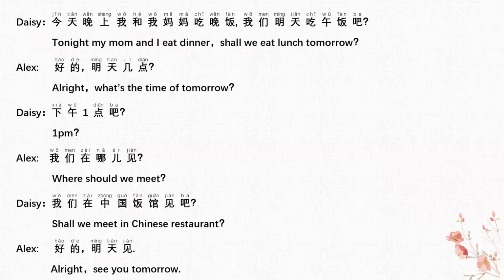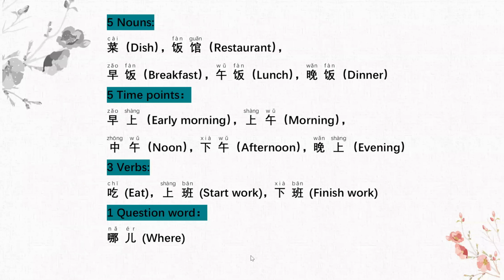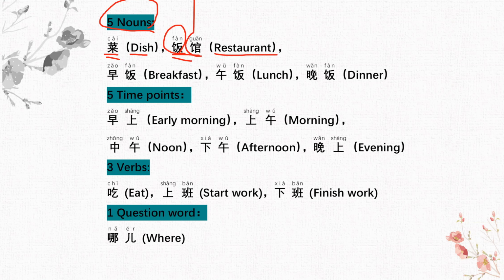Now let us see what we're going to learn for today's lesson. Firstly, we will learn 5 nouns. Follow me, read it. 菜. 菜 means dish, and can also mean vegetable. 饭馆. 饭馆 means restaurant. 饭 means meal, like the meal or food. 馆 in Chinese, if a word ends in 馆, it means this word is a kind of location.